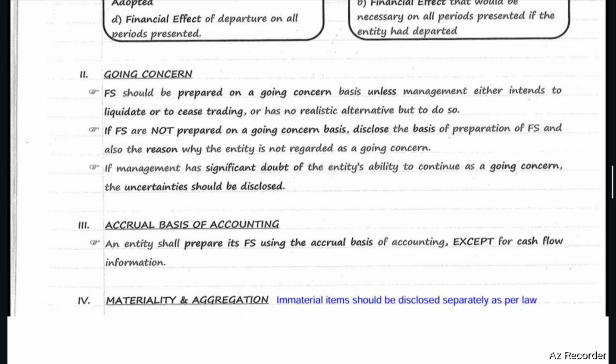Next, accrual basis of accounting. An entity shall prepare its financial statements using the accrual basis of accounting, except for cash flow information. Generally, cash flows are prepared on cash basis. Next, materiality and aggregation. Generally, immaterial items should be disclosed separately as per law.